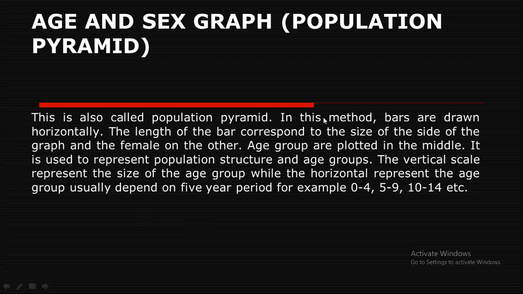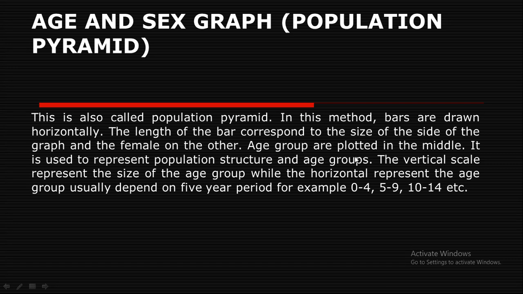We are saying that in this method, bars are drawn horizontally. We shall later on look at them. Unlike the others where we are concentrating much more on the vertical, these ones are drawn horizontally. The length of the bars corresponds to the size of the female on one side and the male on the other side. The age groups are plotted in the middle. It's what I've been trying to explain, and it is used to represent population structure and ages of persons.